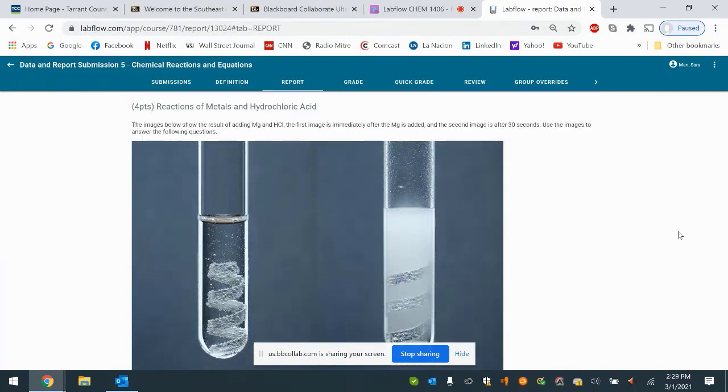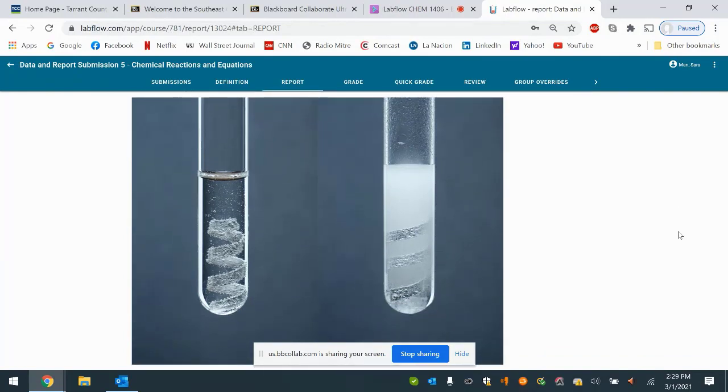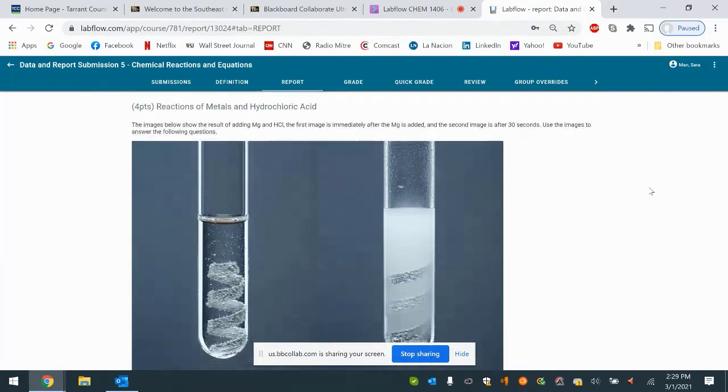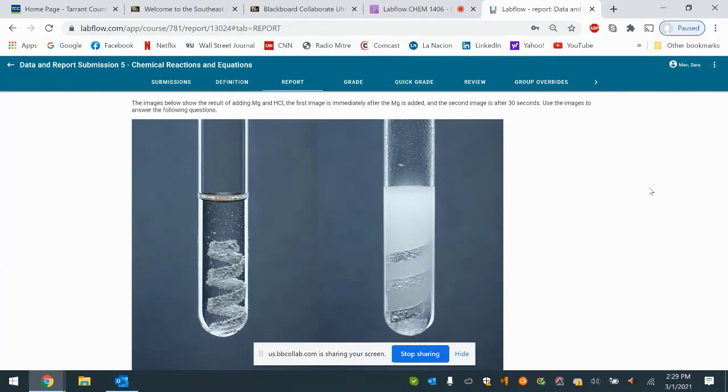Then the next reaction says reaction of metals and hydrochloric acid. They are giving you two pictures. What do you see in the first picture? Read everything, metals and hydrochloric acid. And here it says the images below show the result of adding magnesium and hydrochloric acid.